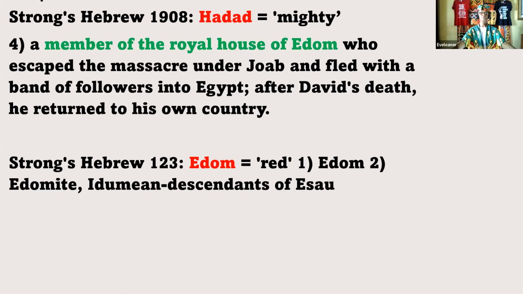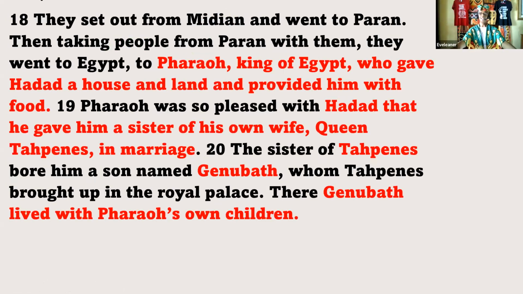And the Strong's Hebrew also tells us about Edom, which means red. It says Edom or Edomite, the descendants of Esau. So again, this tells us that that's who the Edomites are. So they set out from Midian and went to Paran. Then, taking people from Paran with them, they went to Egypt, to Pharaoh, king of Egypt, who gave Hadad a house and land and provided him with food.